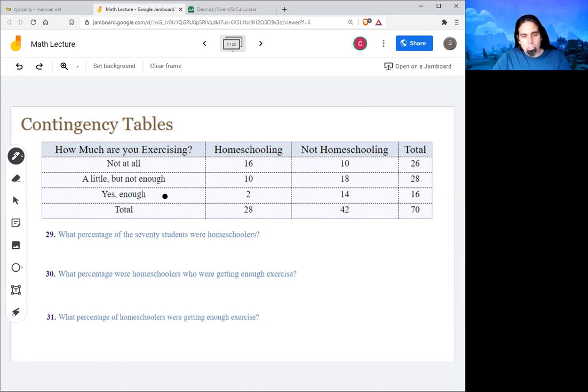So first question, what percentage of the 70 students were homeschoolers? What is my part divided by whole for that?